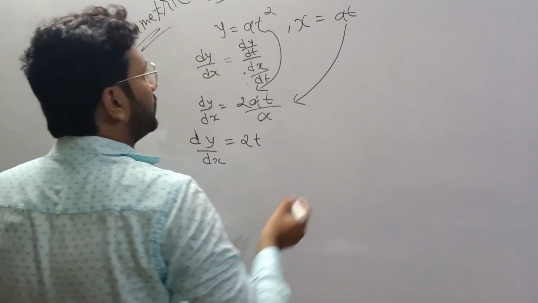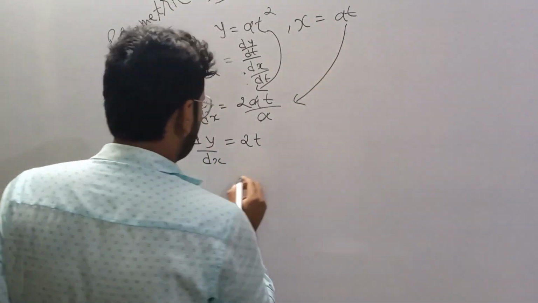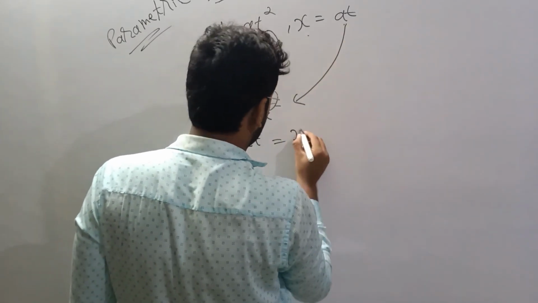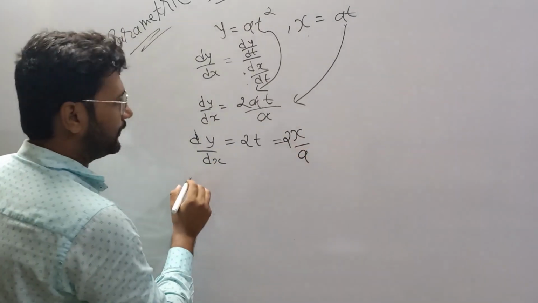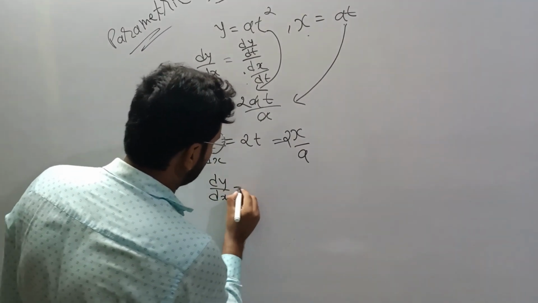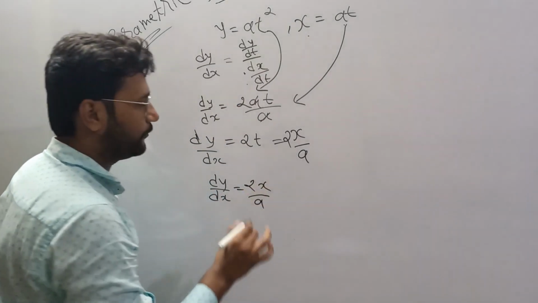So here we have t in terms of x, which will be x by a. t is equal to x by a. So our final answer is the derivative of y with respect to x is 2x upon a.